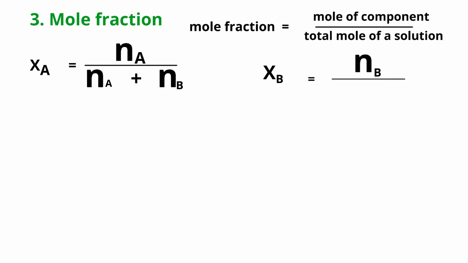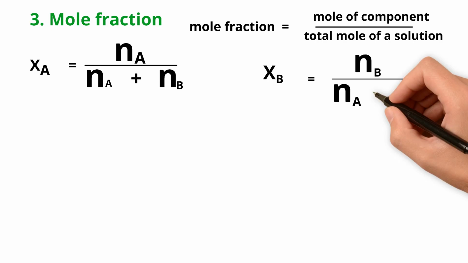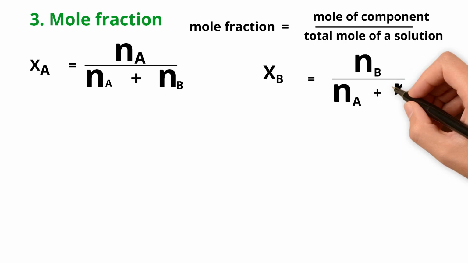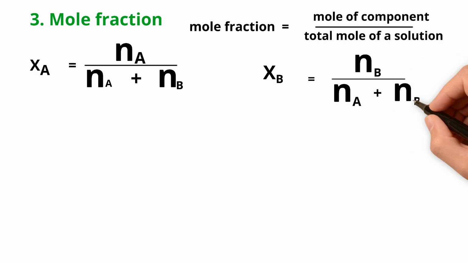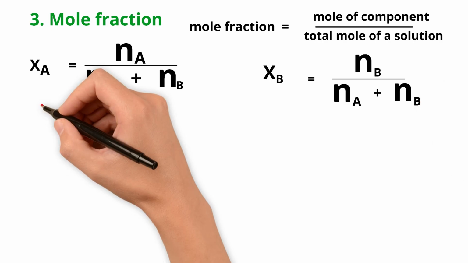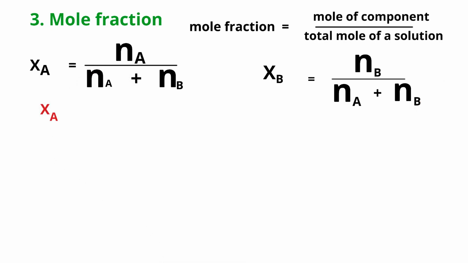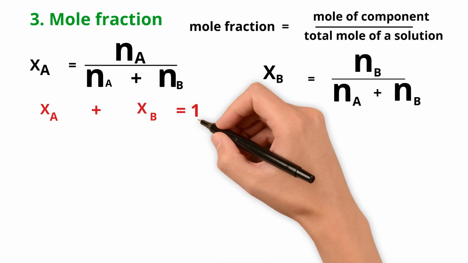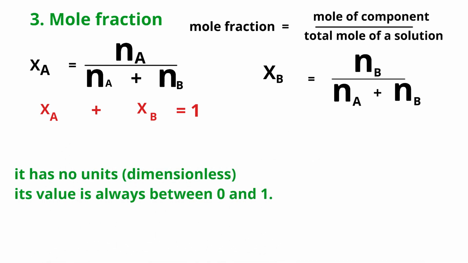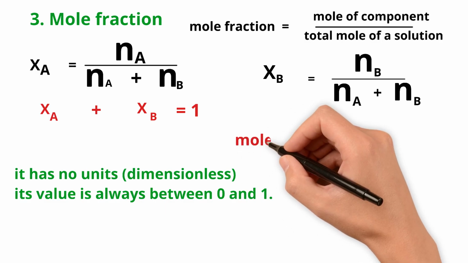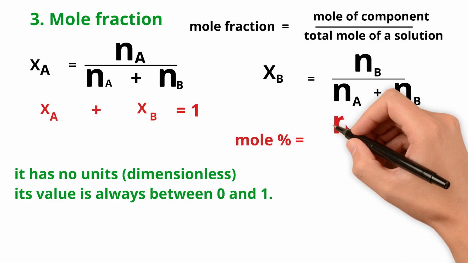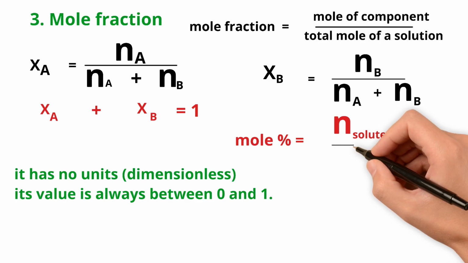Summation of mole fractions is always equal to 1. Means that mole fraction of A plus mole fraction of B is always equal to 1. Therefore, mole fraction has no units. Means that it's dimensionless. Its value is always between 0 and 1. Mole percent is equal to mole of a component upon total mole of a solution into 100%.